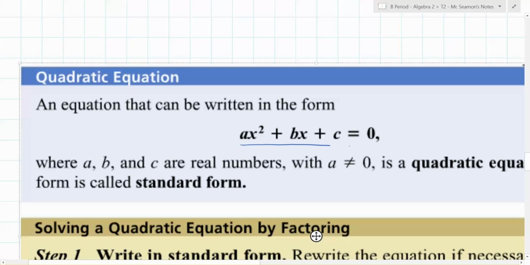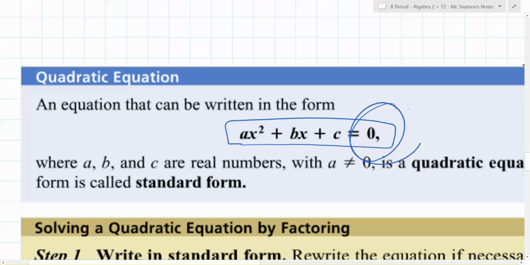Remember how this is the name for standard form, ax squared plus bx plus c? What's on the other side here? 0. So to use the zero product property, what do you have to have over on the right? A 0. It has to equal 0. Can you do the same work if it equals 2? No, you can't. It has to equal 0.